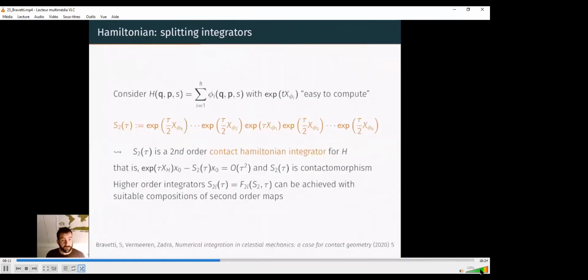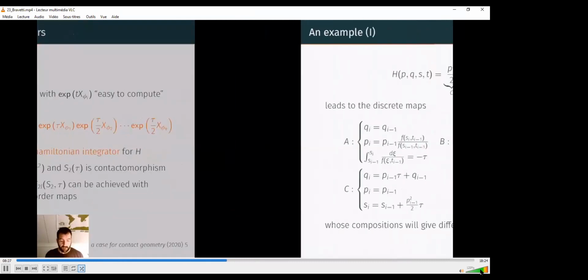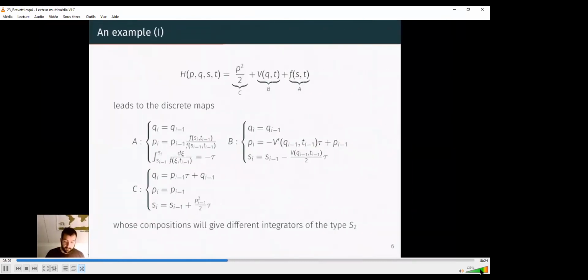Composing maps of the second order allows you to construct higher order maps. This is actually quite useful and quite straightforward and comes with a very explicit modified Hamiltonian, although it gets more and more expensive with very high order. As an example of a splitting Hamiltonian, the integrator that you get, which would be a combination of these three maps, say A, B, C, B, A, is a very simple explicit integrator. Something that is extremely simple to write and extremely fast to run.